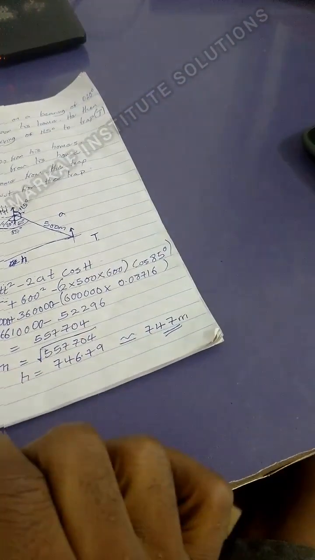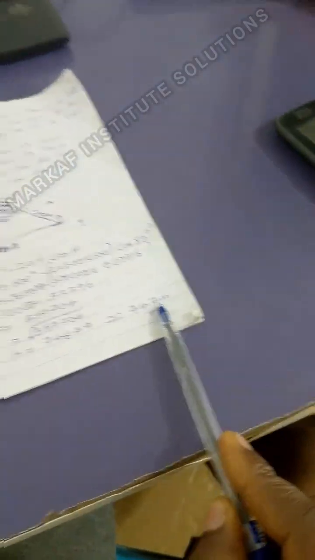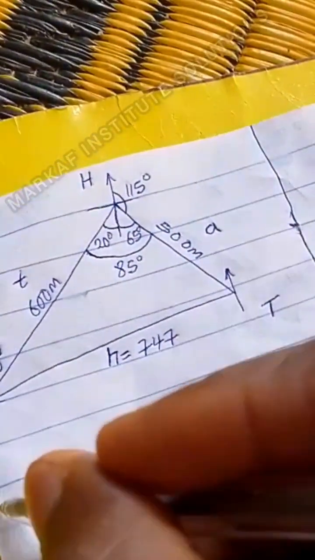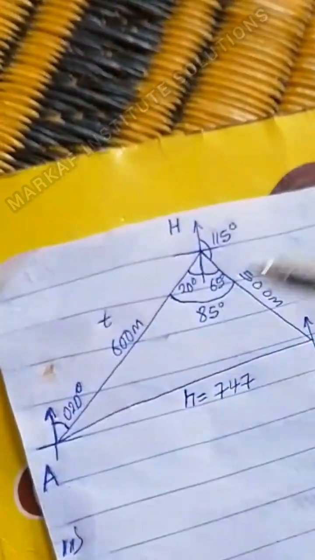The first question asked for the distance of the trap from his home. So we just answered the first question. Now, survey number 2: what is the bearing of his trap from his home?